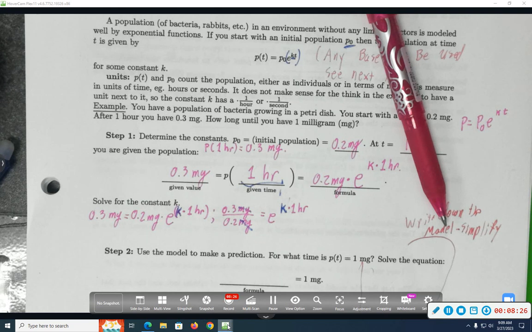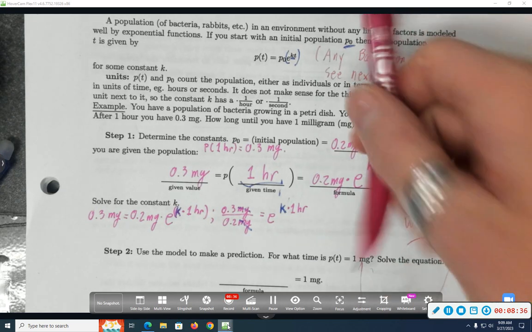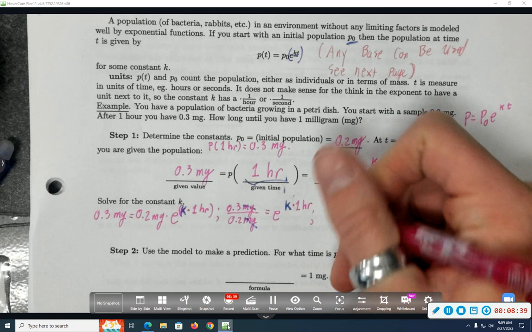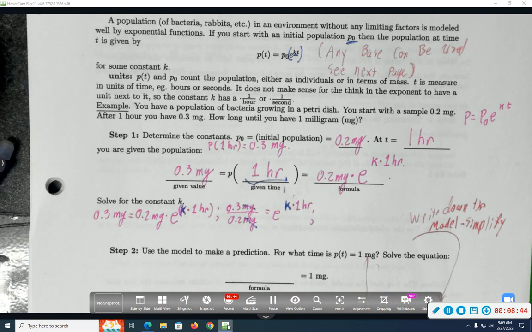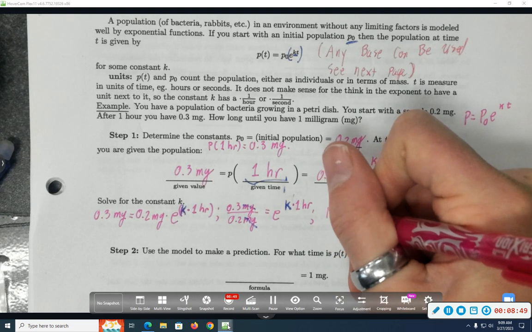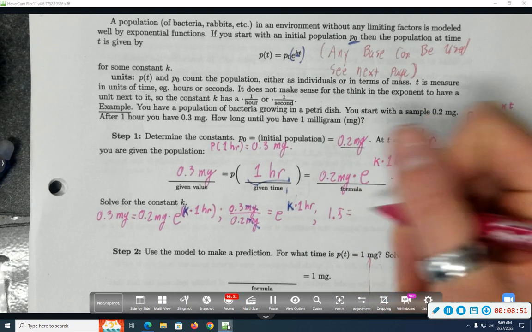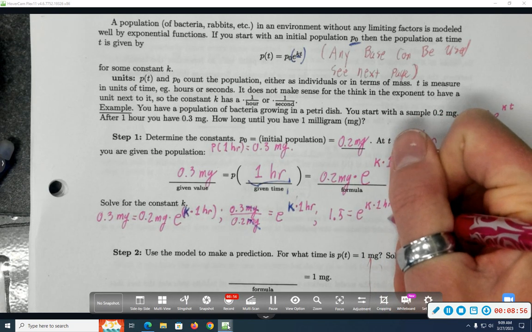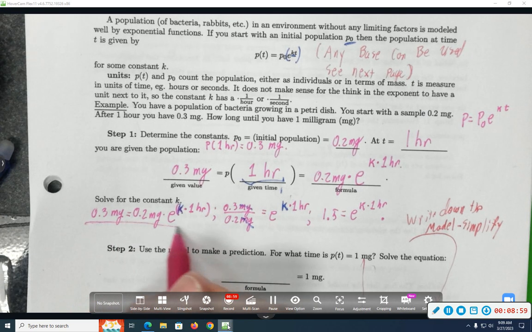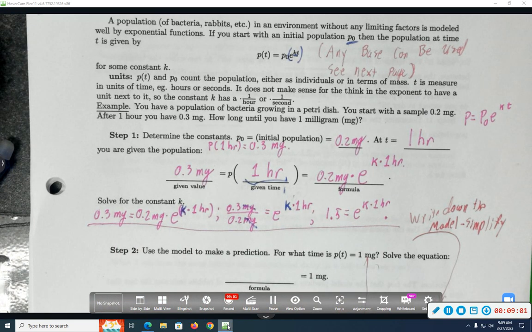And in fact, 0.3 divided by 0.2, does that simplify? I've got a decimal divided by a decimal. Yeah. 3 over 2, or 1.5, if you like better. In fact, let's write that. 3 over 2 or 1.5? 1.5. I think the 1.5 has it by a small margin, but you don't have to do what I do. Both of those are fine ways to write it. All right. So 1.5 is equal to e to the K times 1 hour.